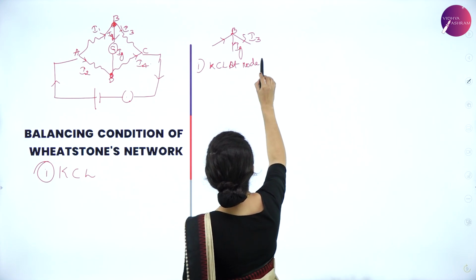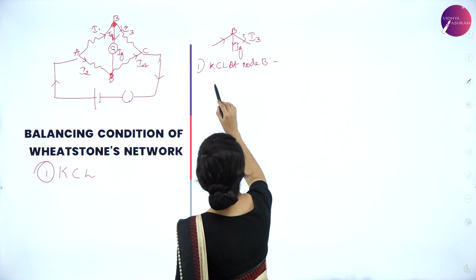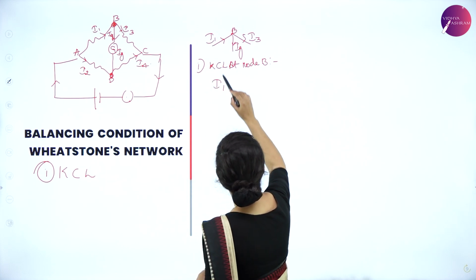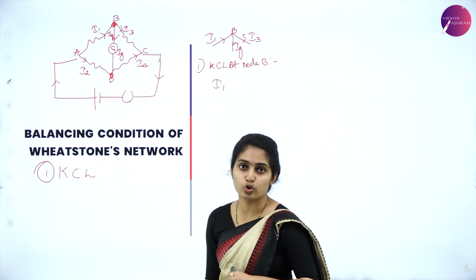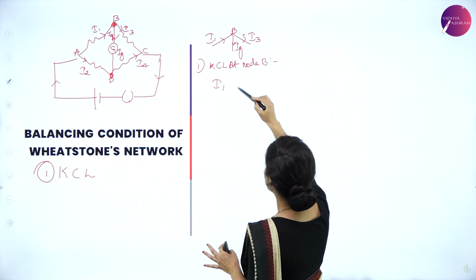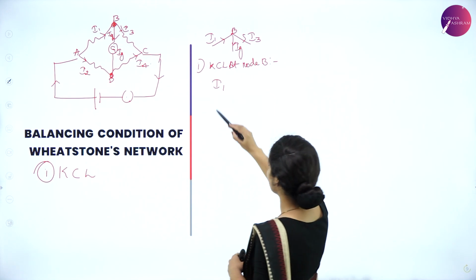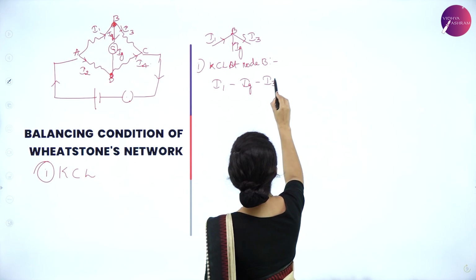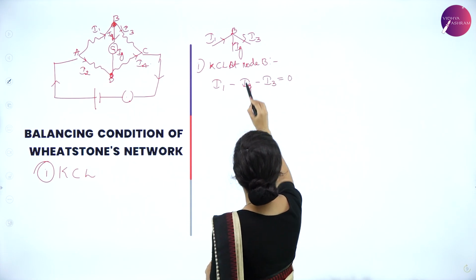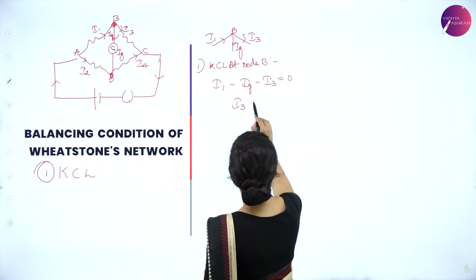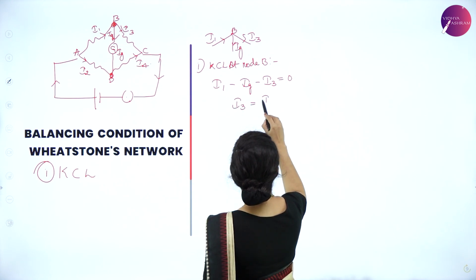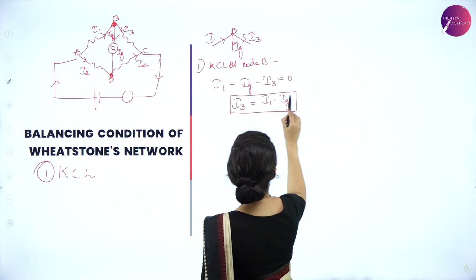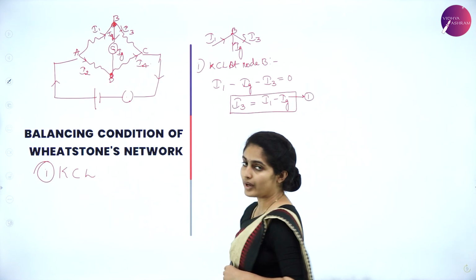So by applying KCL, at node B, we have I1. Since it is moving towards the node B, it is plus. IG and I3 are moving away from B, so it is minus. Minus IG minus I3 is equal to 0. We'll equate for I3. I3 is equal to I1 minus IG. So let me call this equation 1.